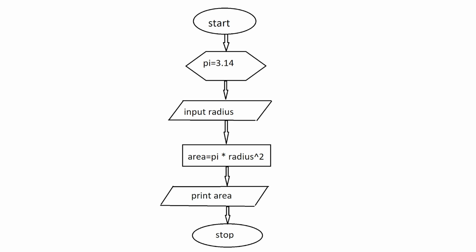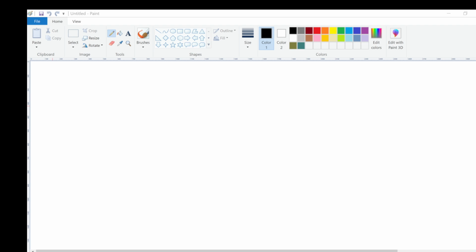Now that we understand the difference between these two types of flowcharts, let's dive deeper into the symbols used in program flowcharts. In program flowcharts, we use different symbols to represent various actions or decisions. Let's take a closer look at these symbols.